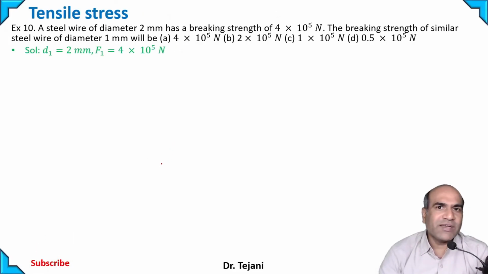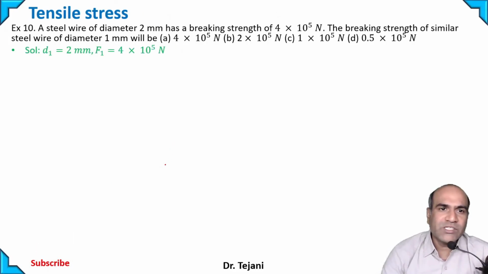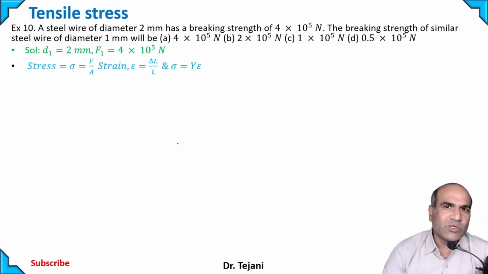So yeah, we know that D1 is equal to 2 millimeter. F1 is equal to 4 multiplied by 10 power 5 Newton, that is given. And we need to identify F2 if D2 is equal to 1. So we have stress sigma is equal to force by area, and these are not required as of now. So just ignore these equations. Don't worry.